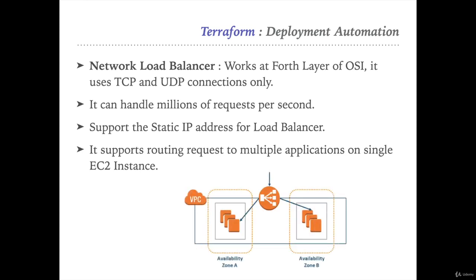Here is the simplest example of the network load balancer. Within the VPC, we have two availability zones, A and B. We have a few instances running in availability zone A and a few in availability zone B. All the incoming traffic will be received by the network load balancer, and then sent across the availability zones, either A or B or both.